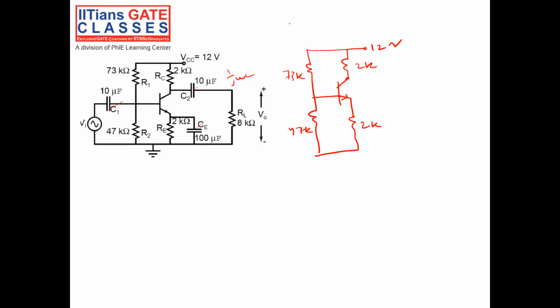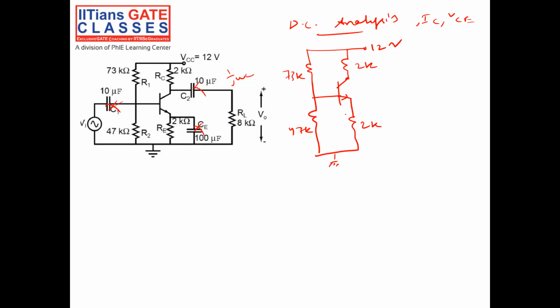So in DC analysis, I have to find the collector current and collector voltage. Right, you see what I have done in DC analysis. This capacitor is open. The capacitor is open. This is open. So all are open circuited. So I have put the DC equivalent model here.